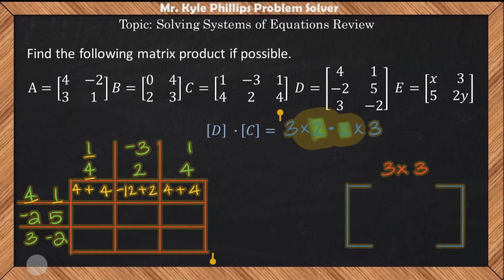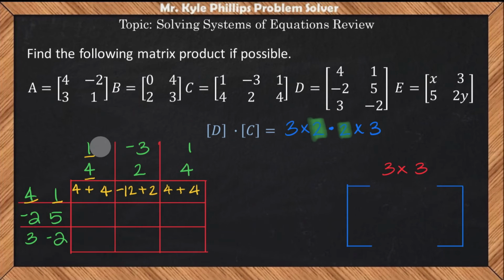So I'll just go through the rest like so here. I would say negative 2 times 1. That's going to give me negative 2. And then I have 5 times 4. That's going to give me 20. Now I'll do the same here. I'll say negative 2 times negative 3, which is going to give me negative 6. And then I will add to that 5 times 2, which is 10. And then lastly, I'm going to say negative 2 here times 1. And that's going to give me negative 2. And then 5 times 4 is 20.